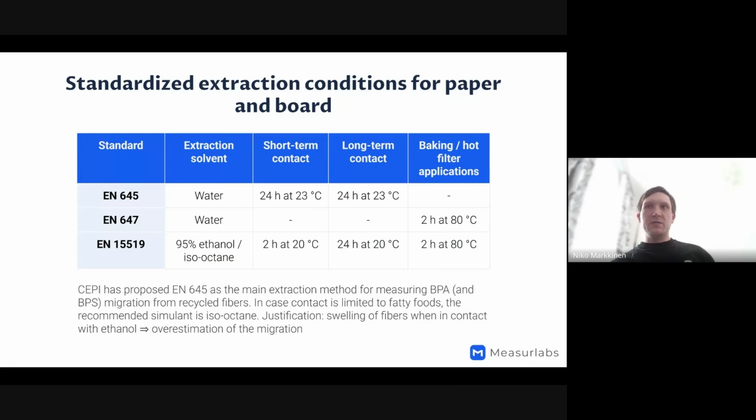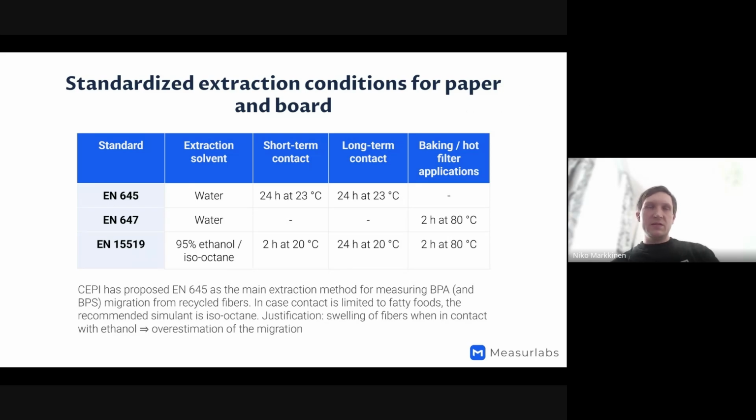Typically, water extraction is used if the content is intended for water-based foods or if the analyte is water-soluble. Vice versa, the solvent extraction would be done as a worst case for lipophilic substances or in case where the contact is limited to fatty foods.